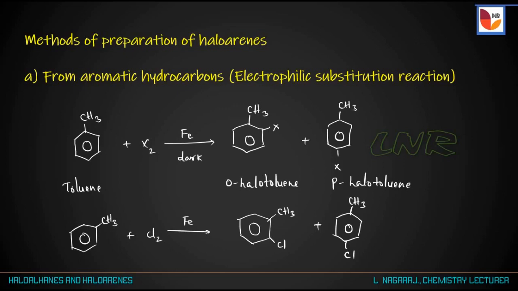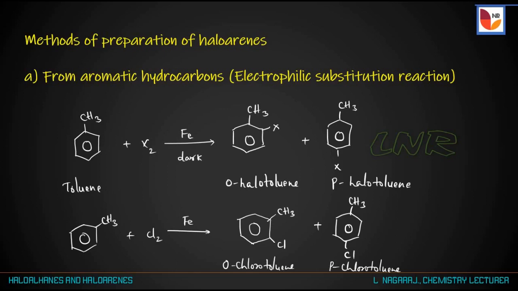So it is named orthochlorotoluene, and this is para-chlorotoluene. The ortho and para isomers can be easily separated due to the large difference in their melting points.